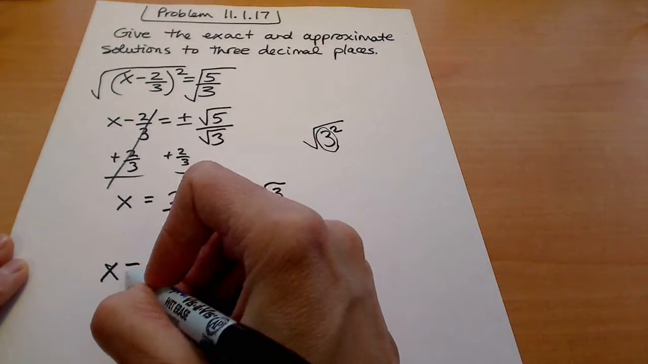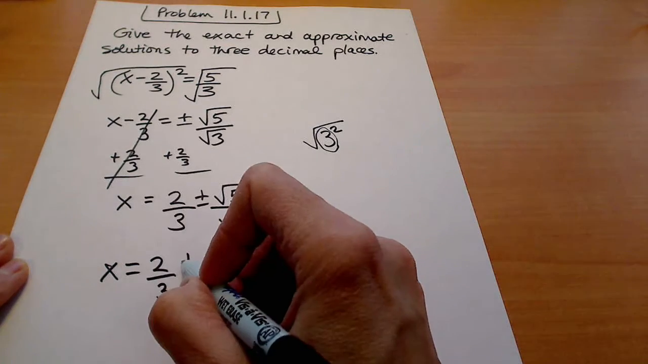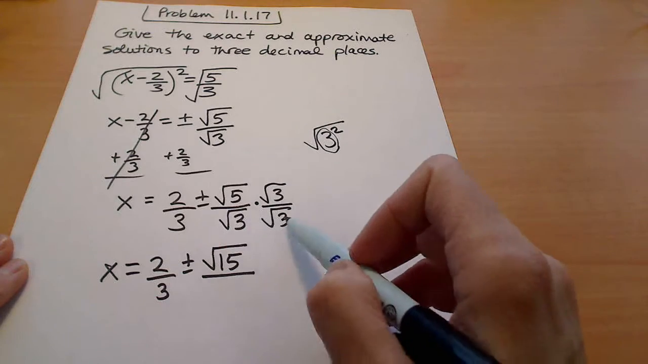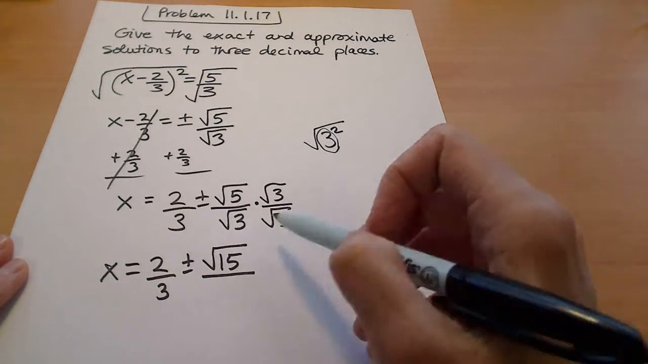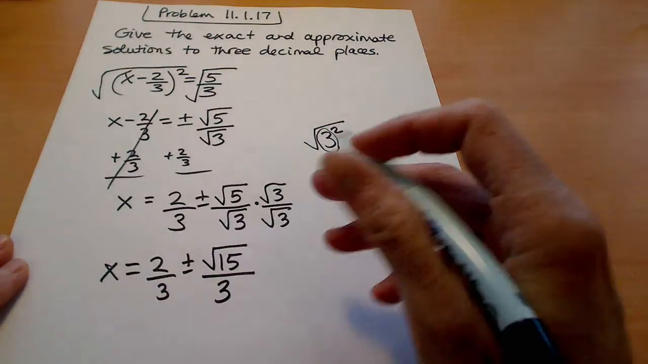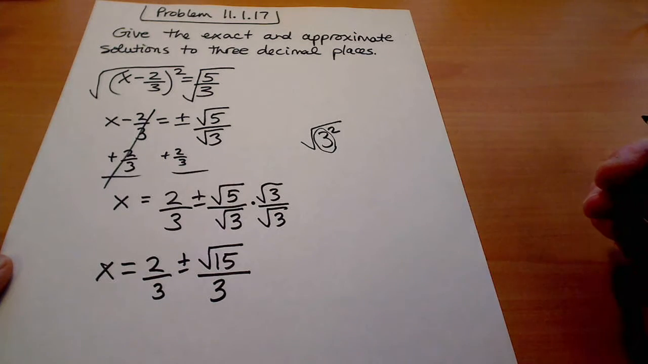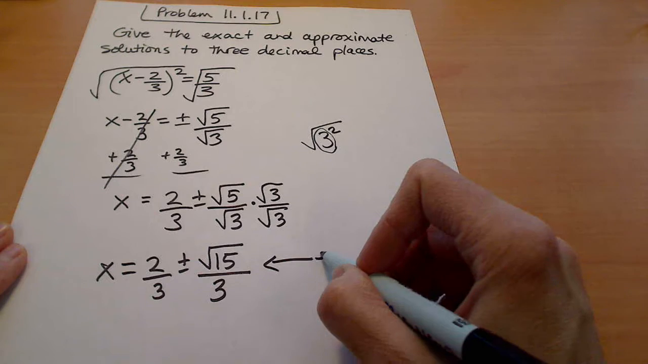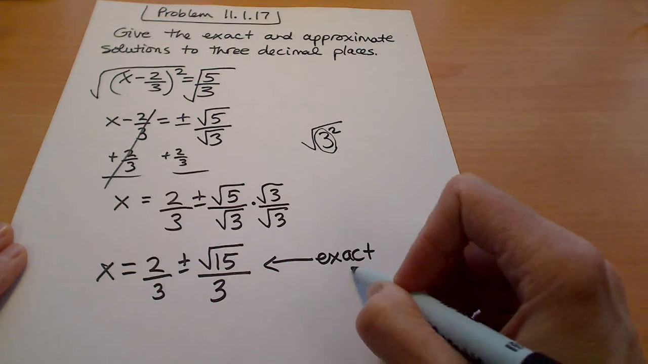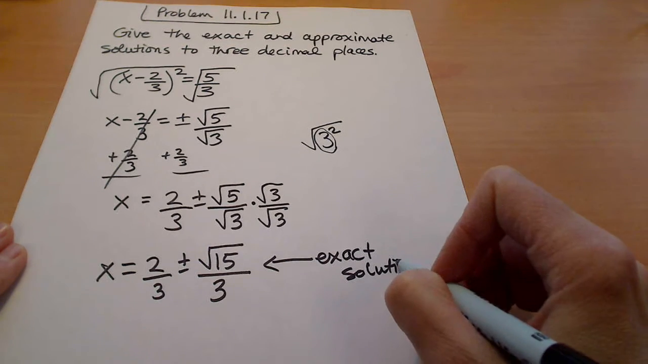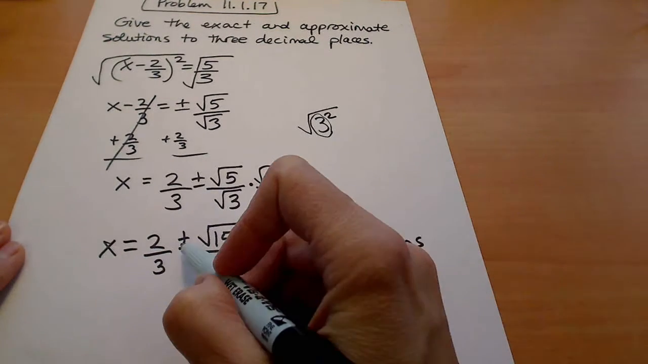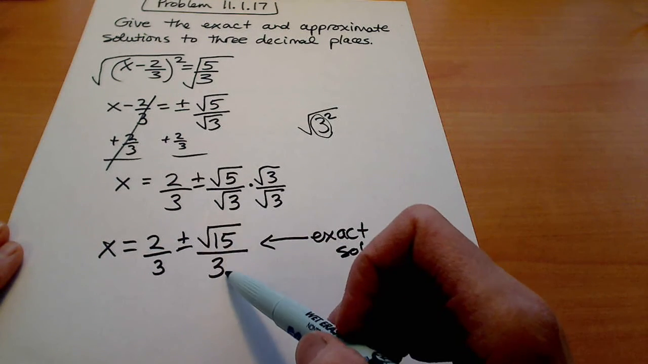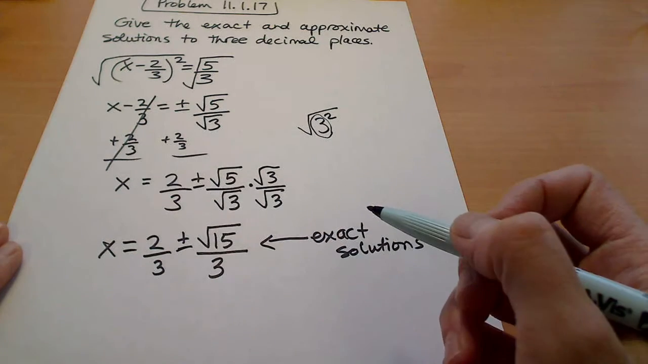So this becomes x is equal to 2 over 3 plus or minus the square root of 15, and this is over now the square root of 3 squared, or the square root of 9, however you want to think about it, but it becomes a 3 when we simplify it. All right, so there are 2 solutions here. These are the exact solutions. And the 2 solutions are based on the plus or minus. So we have 2/3 plus the radical 15 over 3 and 2/3 minus that.